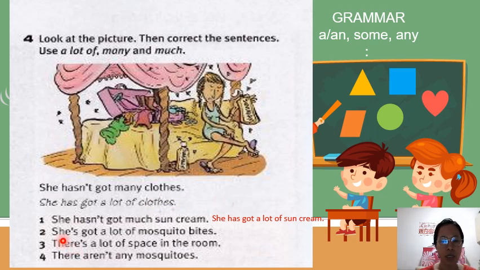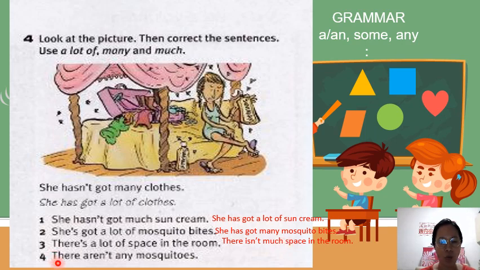Okay, number two, she has got a lot of mosquito bites. You can see a lot of mosquito bites. Okay, so you can change it to she has got many mosquito bites. Not too many, but many mosquito bites. There's a lot of space in the room. Do you think there's a lot of space? There's so many things here. So there isn't much space in the room.